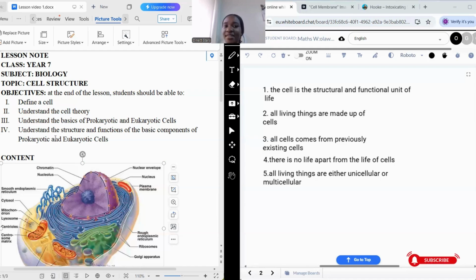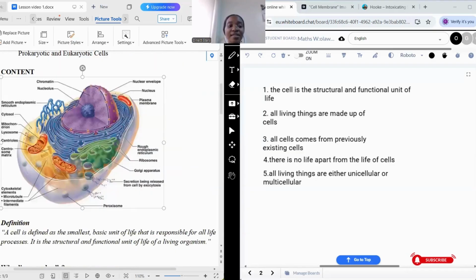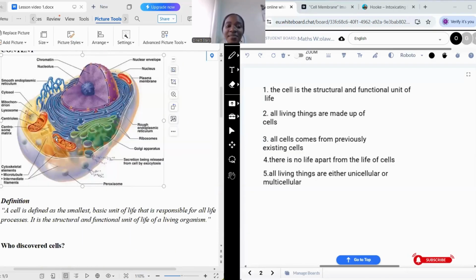What is the cell? The cell is defined as the smallest basic unit of life that is responsible for all life processes. That is basically, all living things are made up of cells. In other words, the cell is the structural and the functional unit of life. This is going to lead us to the five cell theories.